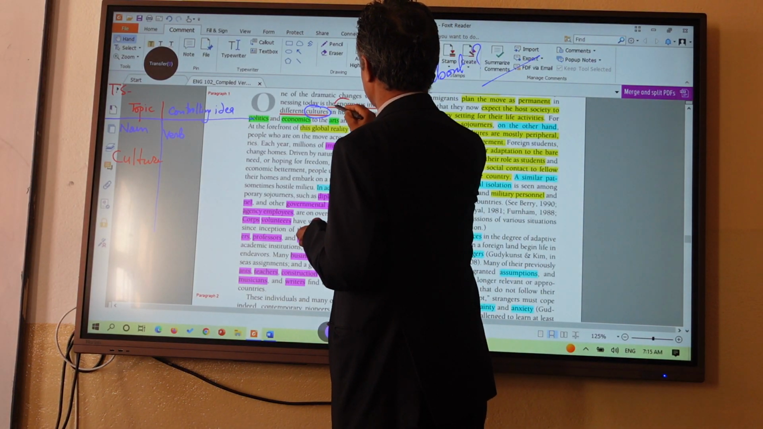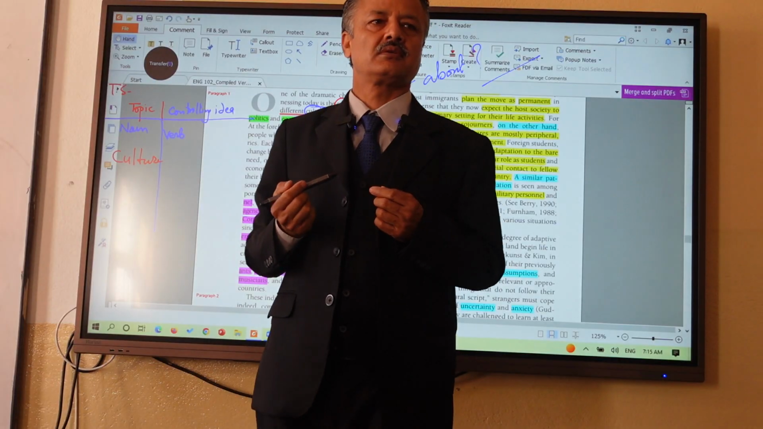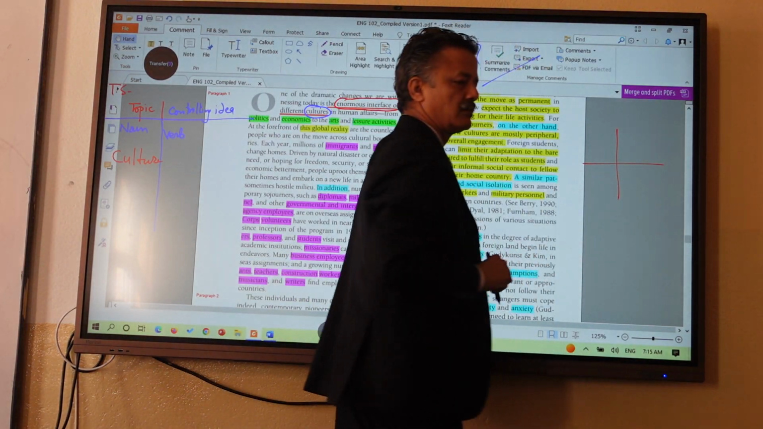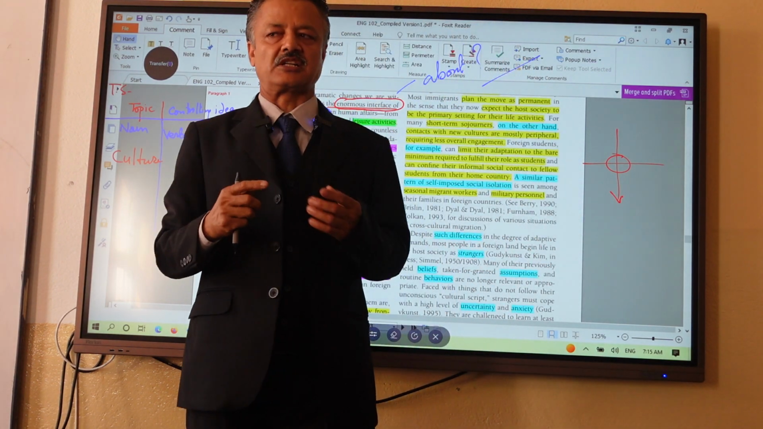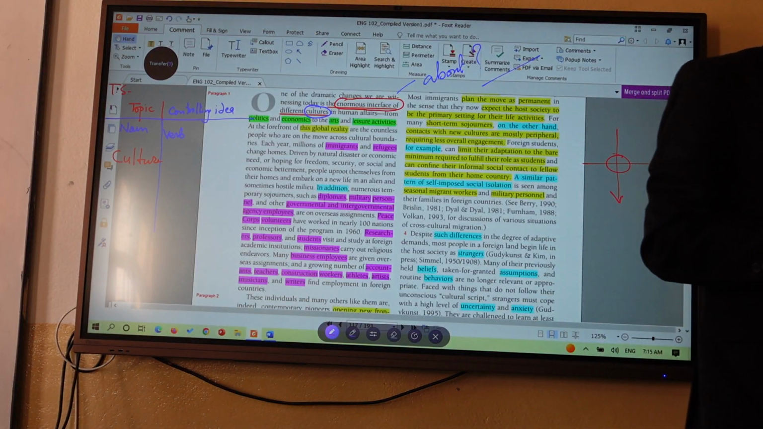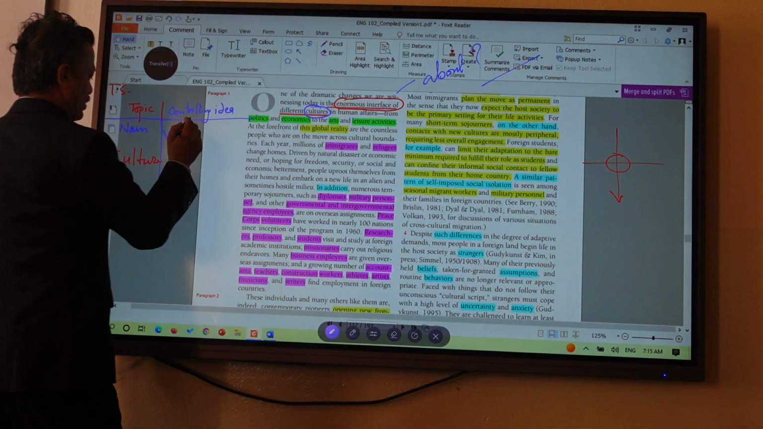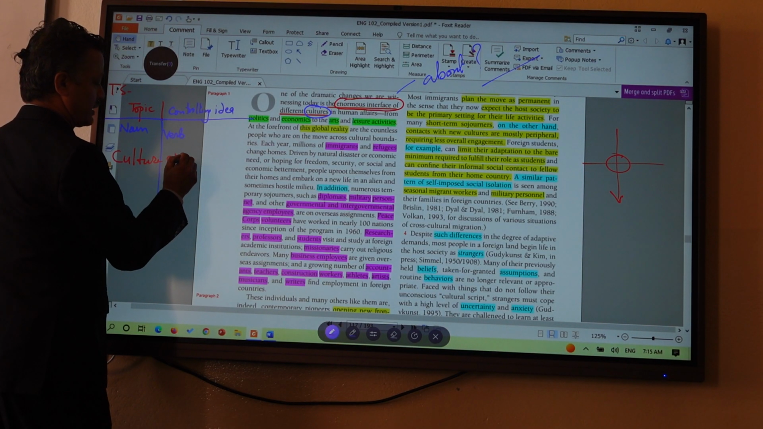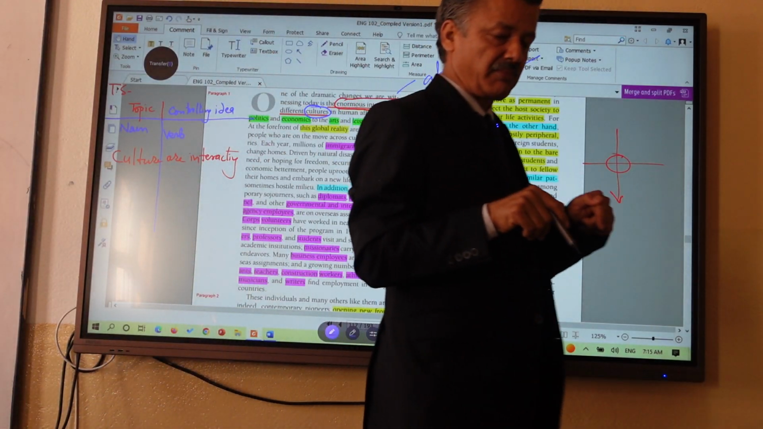See the word: enormous interface. What is interface? You came from this side and somebody came from this side, you met here. Interface means interaction. Interface means facing each other. Today one culture is facing another culture. So the controlling idea is cultures are interacting. This is the main idea of the paragraph.